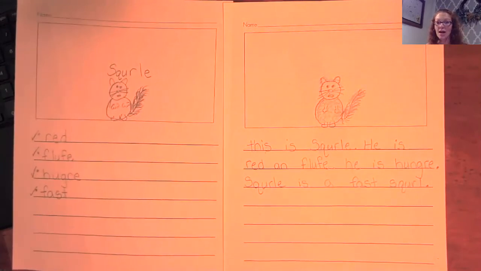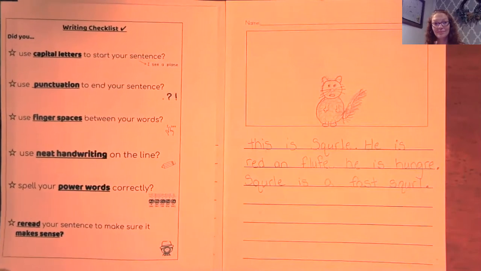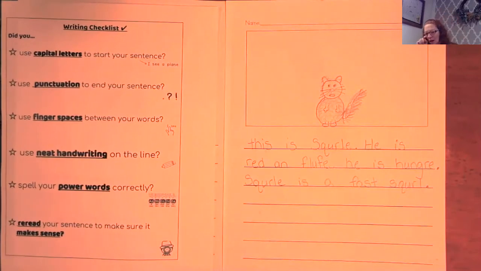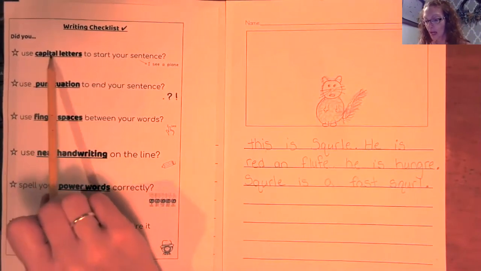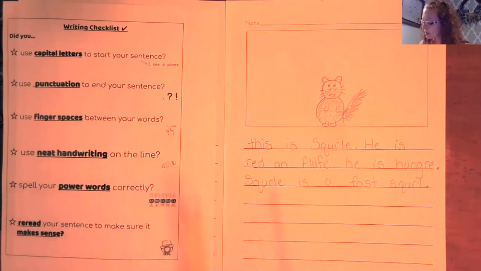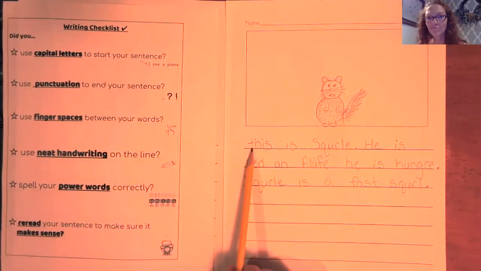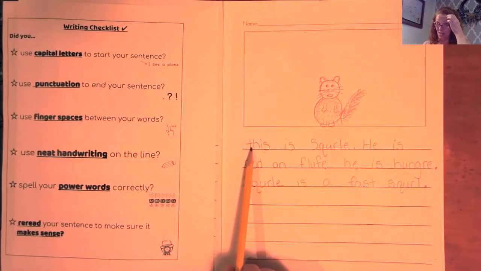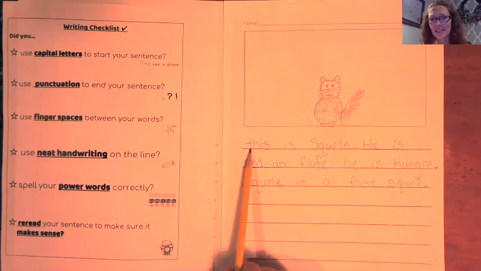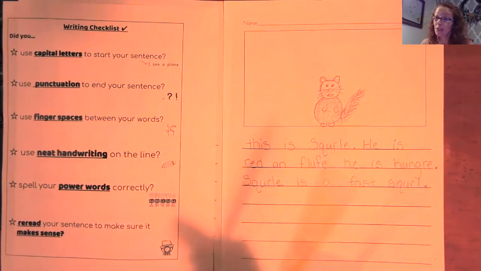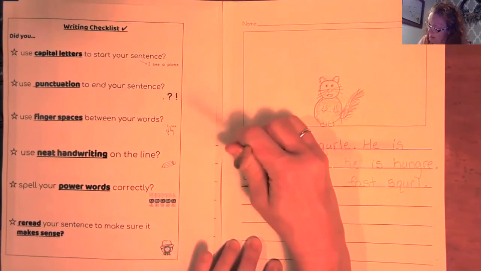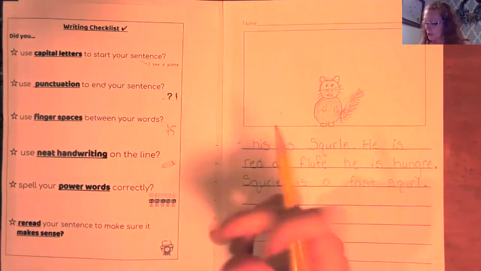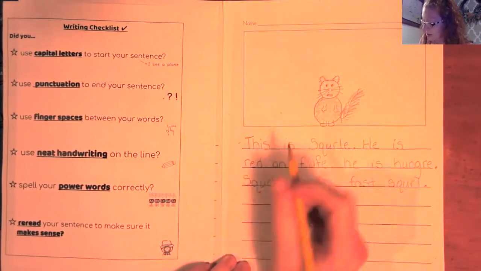All right, when you're done writing, now is the time to get out the writing checklist. All right, let's see. Ooh, wiggly. Are you ready? Use capital letters to start your sentence. So let's look. Is this a capital T? Nope, it is not. Oh boy, what should I do? How do I fix this? Oh, just erase it. Got a little bit of eraser left. It's okay to make mistakes. That's why pencils come with erasers. Because that's how you learn.